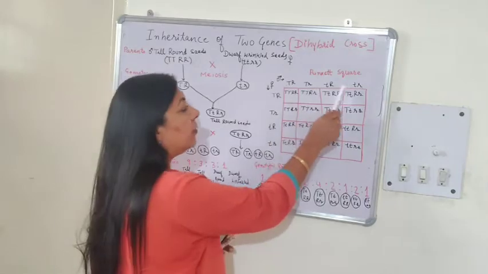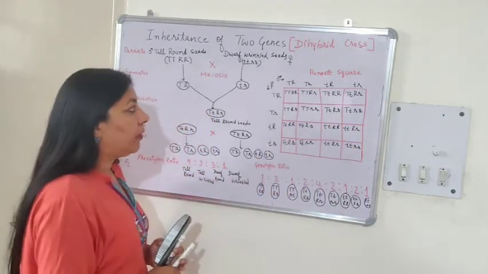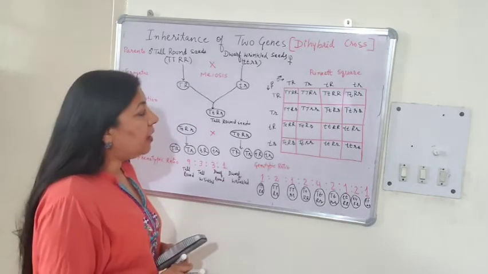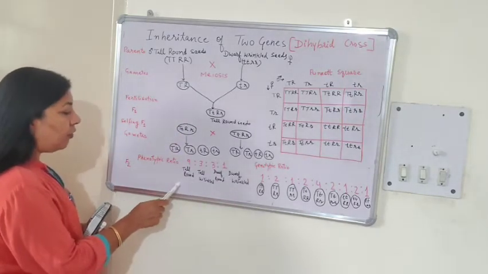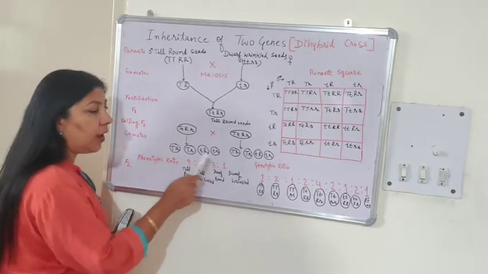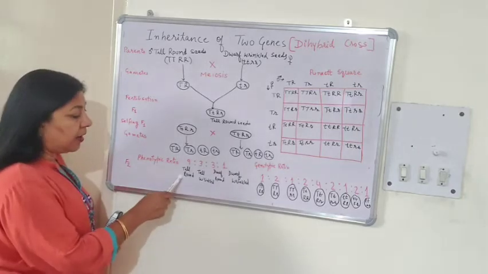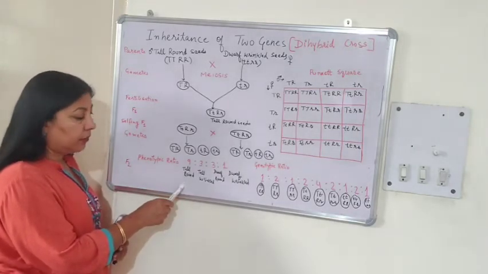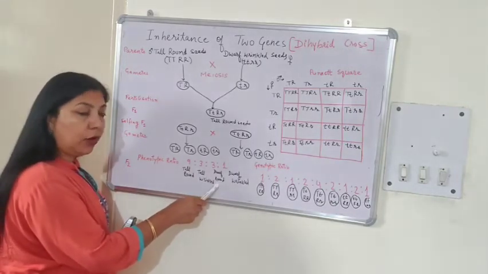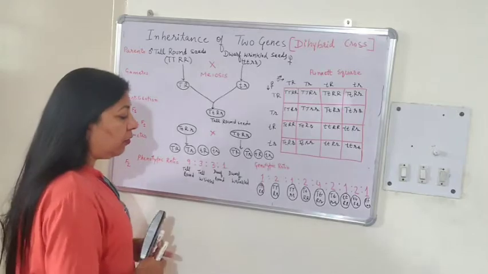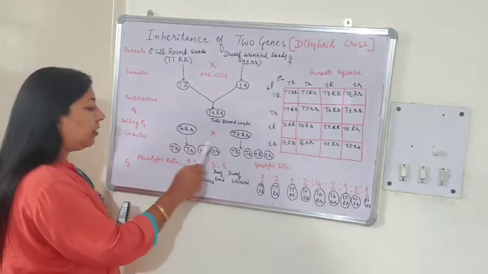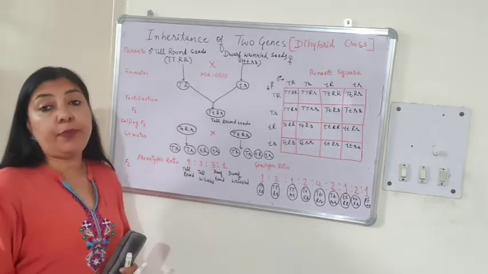And if this is performed with the help of Punnett square, you can see we get the ratio of 9 is to 3 is to 3 is to 1. 9 parts are tall round, 3 are tall wrinkled, 3 dwarf round and 1 part dwarf wrinkled. So this is called the dihybrid phenotypic ratio.